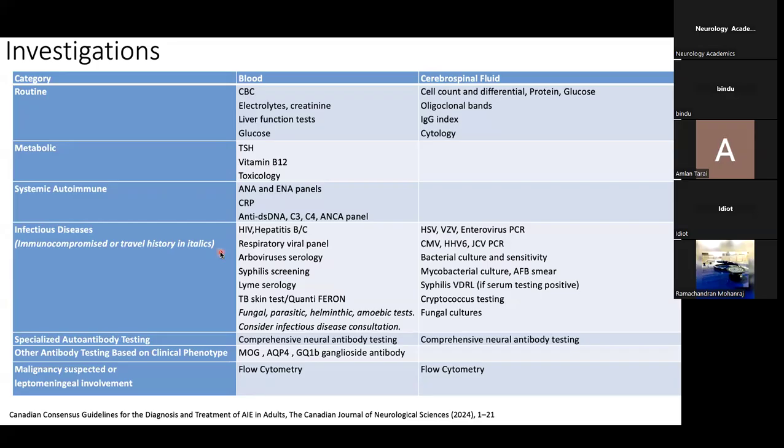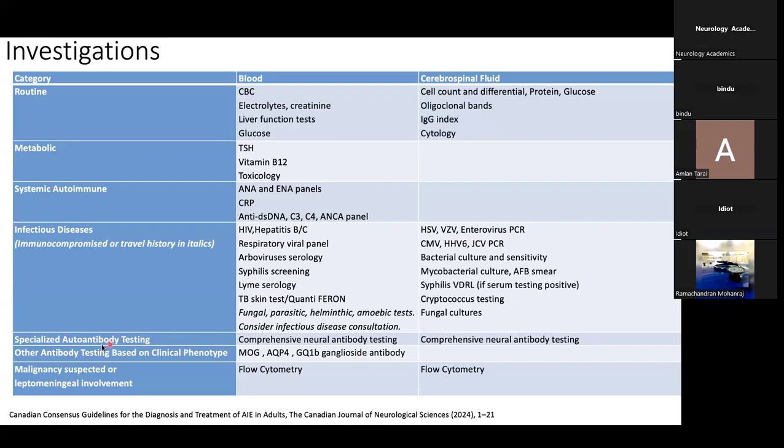viral panel, arboviral, syphilis screening, Lyme disease, TB. In case of CSF, we exclude viral etiology like herpes zoster virus, varicella zoster virus, herpes simplex virus, enterovirus, CMV, herpes 6, JC virus. Also, we can exclude bacterial infection with culture and sensitivity. To rule out tuberculosis, mycobacterial culture or AFB smear. Syphilis, when suspecting syphilis, CSF VDRL. Cryptococcal testing, fungal culture.